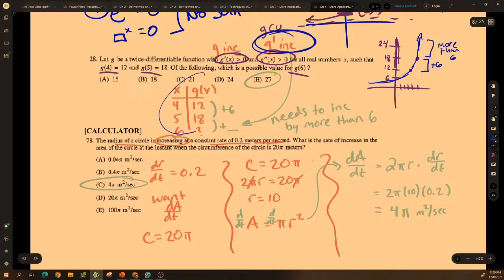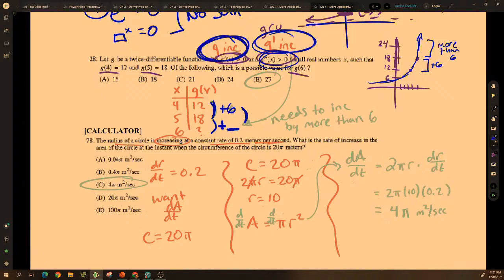I find this way easier to do on a table. So what I did is I made a table, and 4 matches with 12, 5 matches with 18. So from 12 to 18, we increased by 6. And then we don't know what we're going to increase the next time. But we do know because g is increasing, g prime is greater than 0, we need to increase by something. And because g double prime is greater than 0, this change also needs to be positive, which means this number here needs to be bigger than 6. So 7, 8, 9, 10, anything like that.